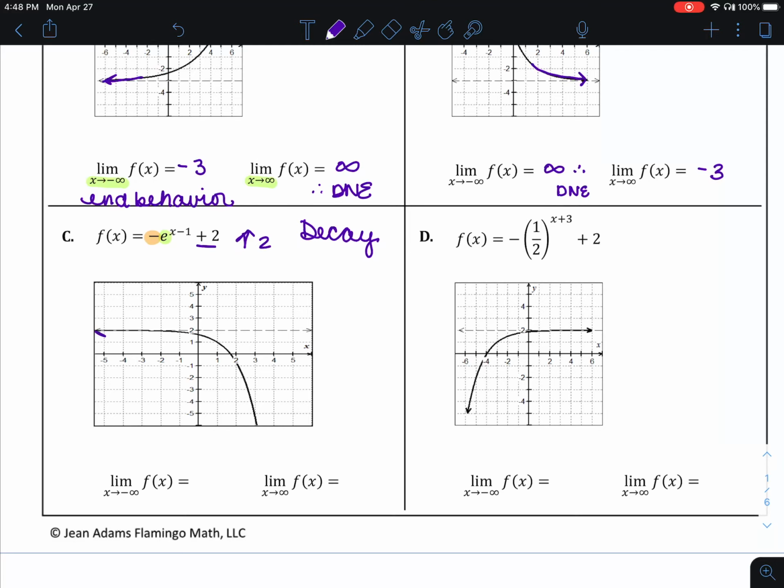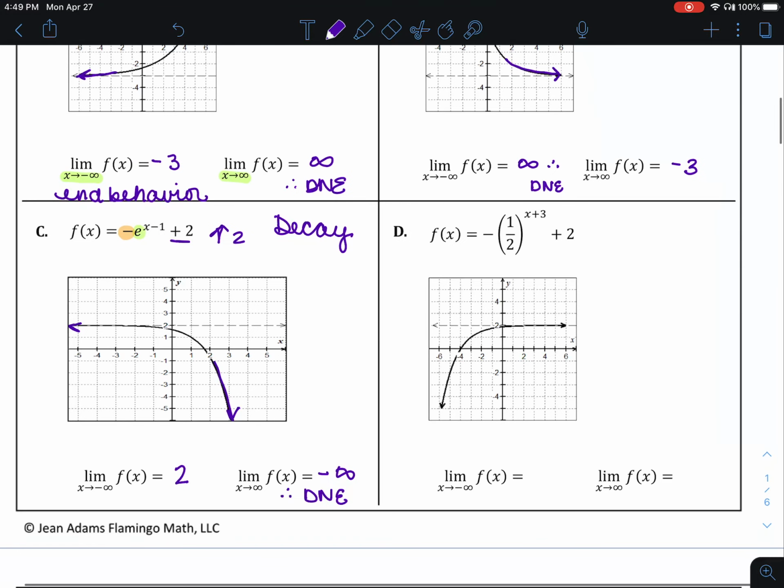As x approaches negative infinity, there's that +2, right? And because it went from growth to decay, we know that now, as we approach positive infinity, we're going to get closer and closer to negative infinity. Therefore, DNE.